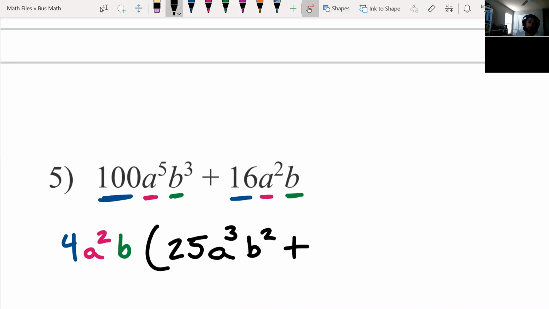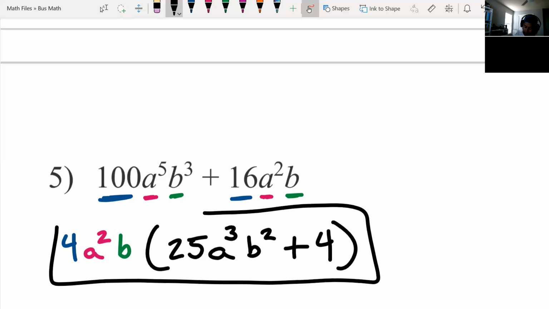Plus, and now we do it again. 4a squared b from 16a squared b. Well, 4 factored from 16 leaves me with 4. And then a squared b from a squared b, nada. That's it. They just cancel. There we go.